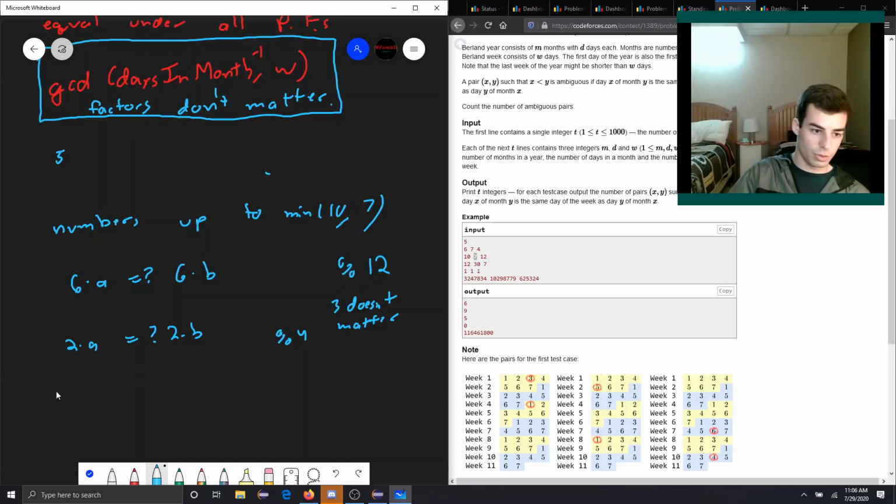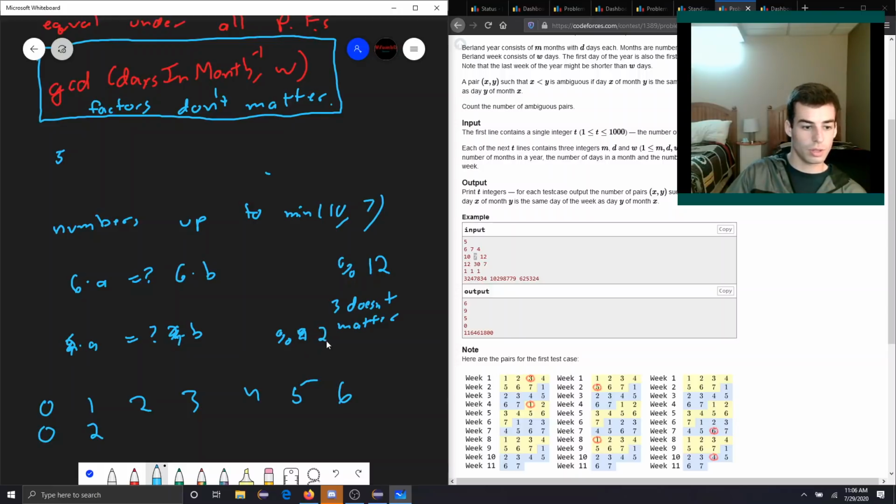So what are the values of 2 times A? Up to 7, right? So it's 0, 1, 2, 3, 4, 5, 6. So 2 times 0 is 0, 2 times 1 is 2, 2 times 2, yeah, so we can get rid of this 2 as well, I think, and just make this a 2. So it's just values mod 2. So 0, 1, 0, 1, 0, 1, 0.